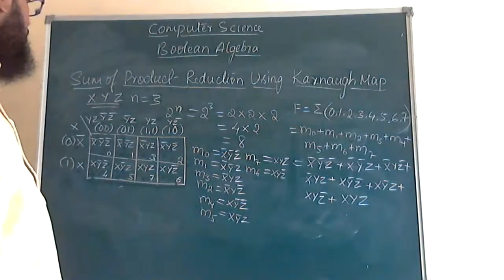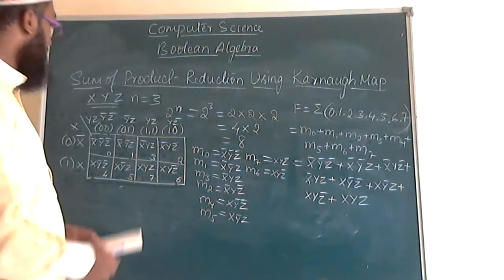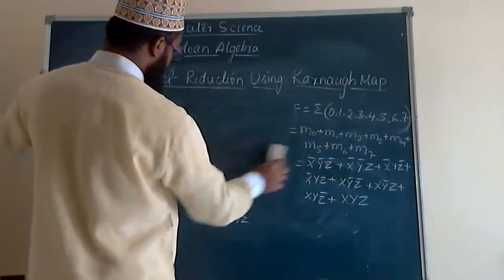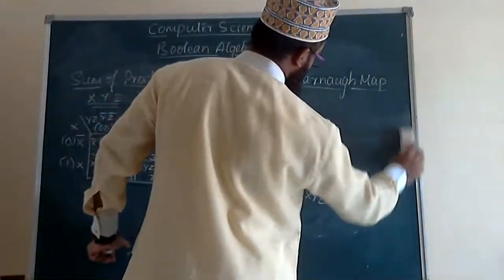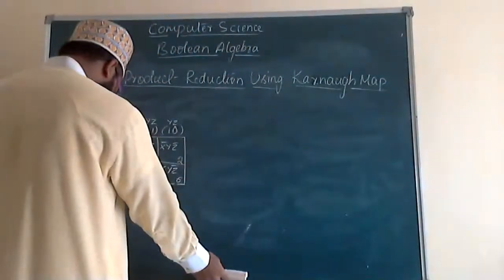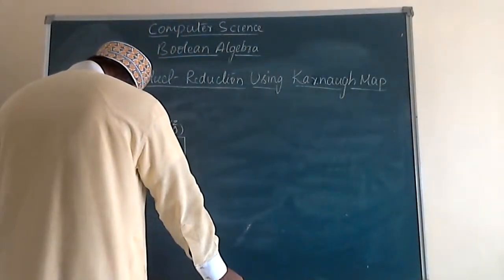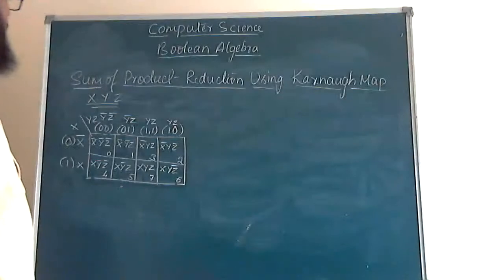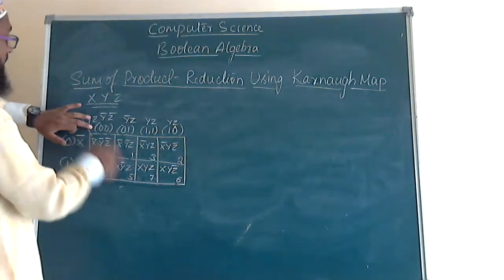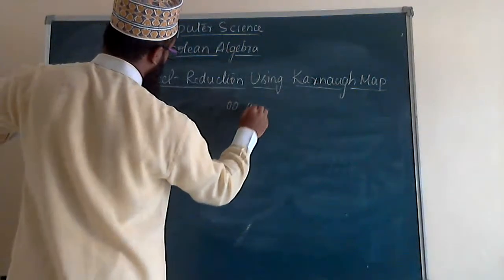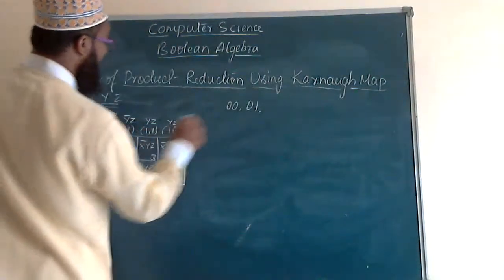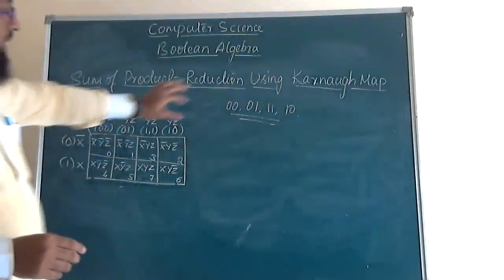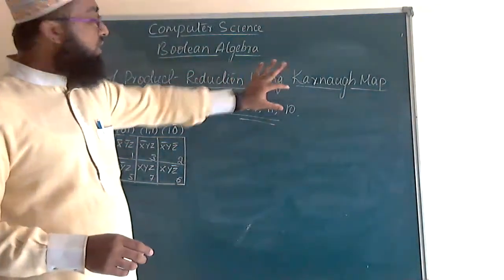So one thing here you need to remember. What is that thing? Okay, I will rub this and I will show you. This number we will take here: 0, 0, 0, 1, then 1, 1, 1, 0. Orderly it should be like this only, 0, 0, 0, 1, 1, 1, 1, 0.